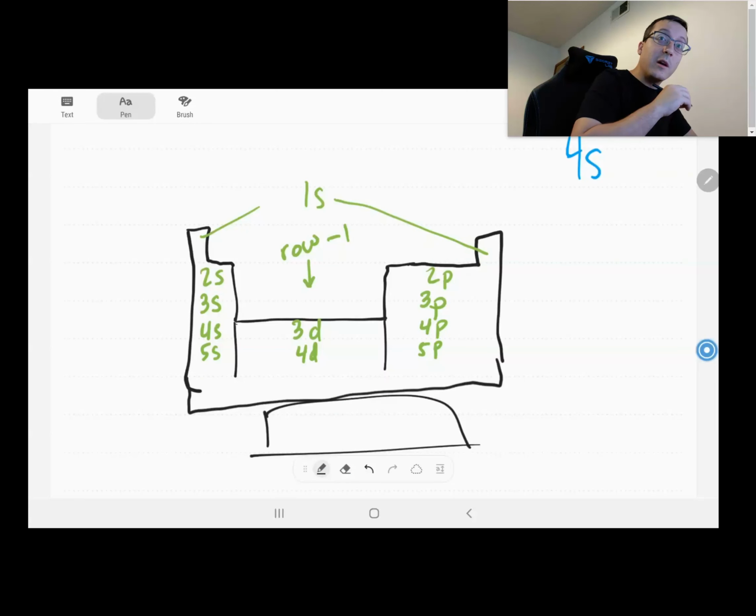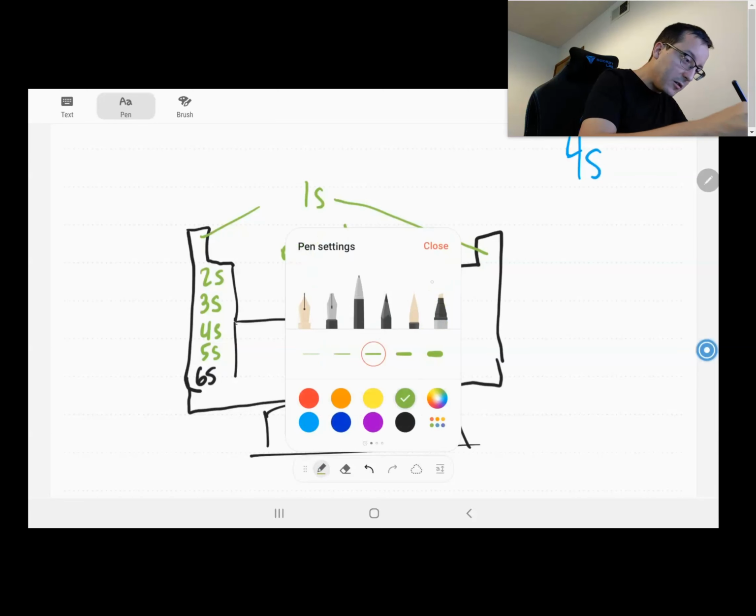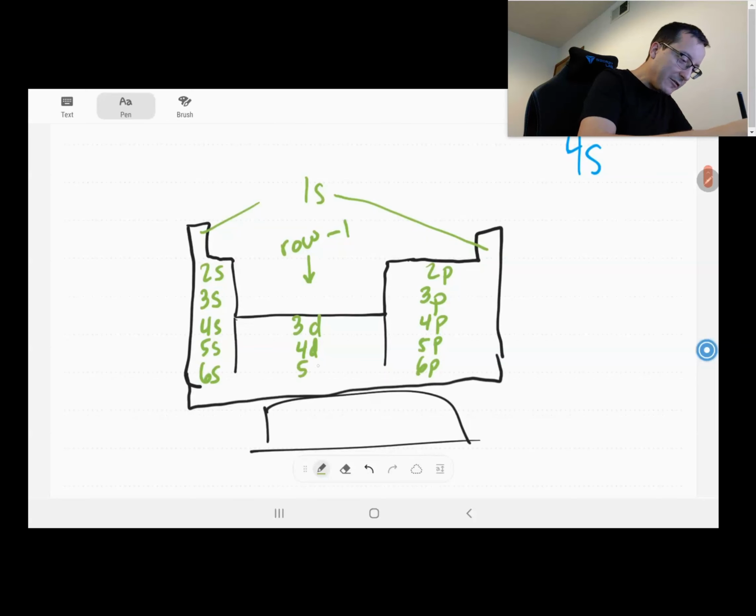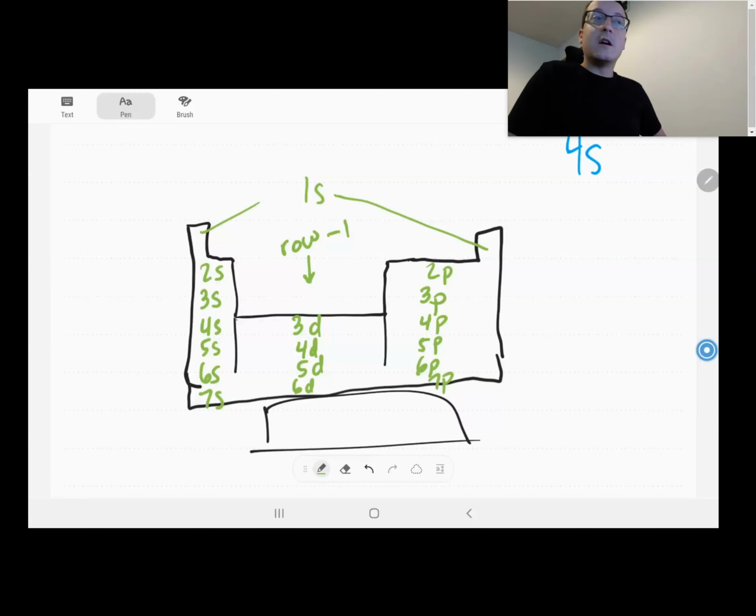If we keep going, yes, sig figs to the alphabet. We're going to have 6s. Sorry, let me make that in green for you guys, just to be consistent. We have 6s, 6p, and then 5d in between. And then the last one is 7s, 6d, and 7p. Alright, so those are the 7 rows of the periodic table.